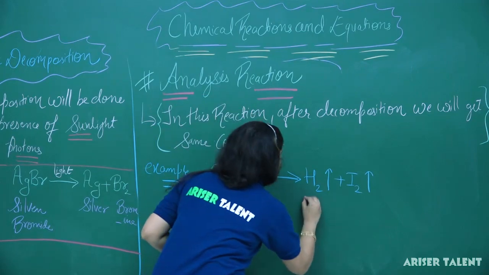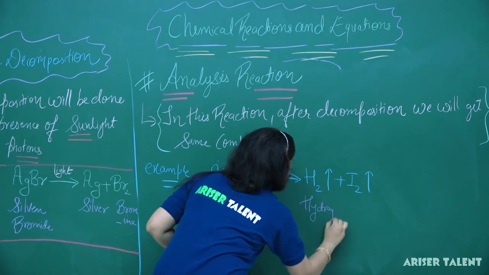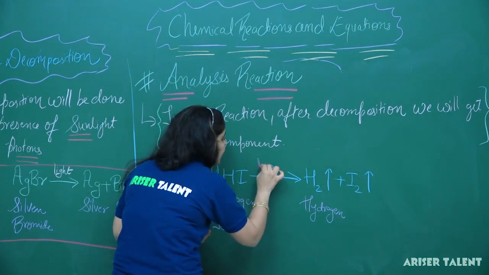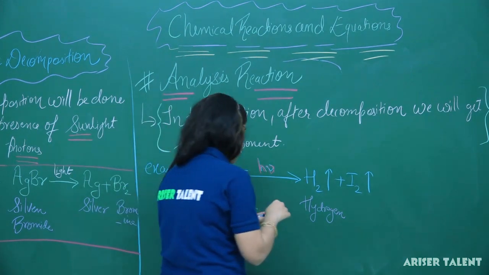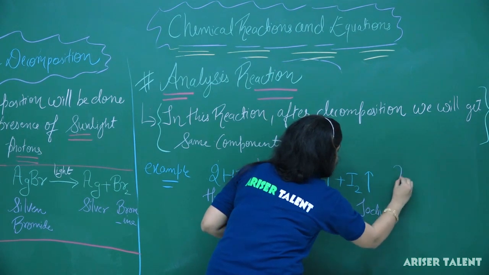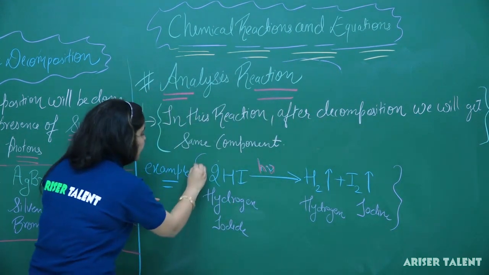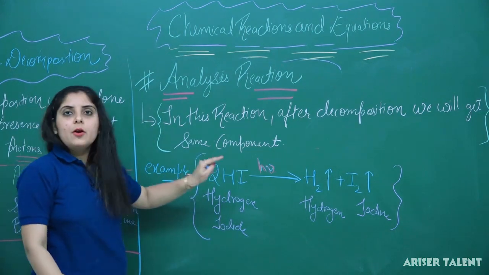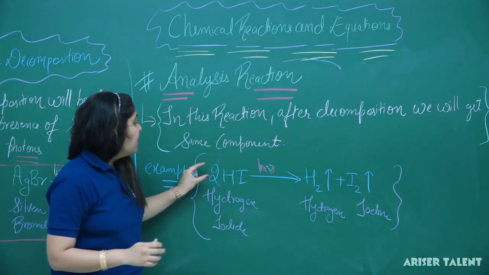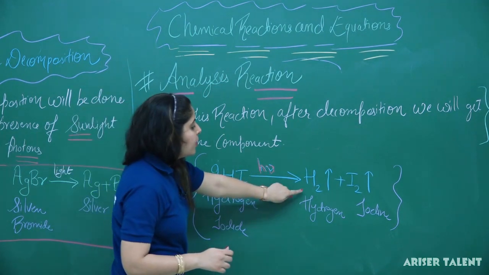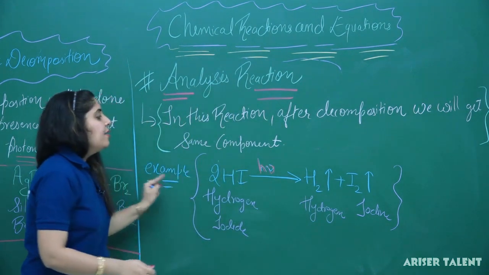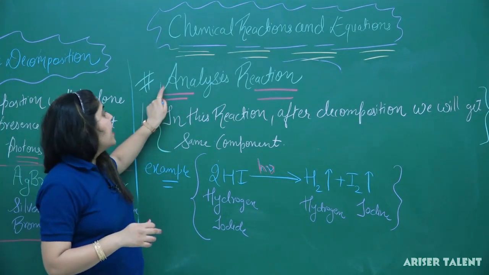H2 we get here is hydrogen. This reaction is done in the presence of h nu. h nu means in the presence of light. And I2 we have got here is iodine. So what we have seen in this example is that hydrogen iodide decomposed to give hydrogen and iodine, that is, the products are the two components which are the same as those of the reactant side, that is H2 and I2. So we may say that these types of reactions are known as analysis reactions.